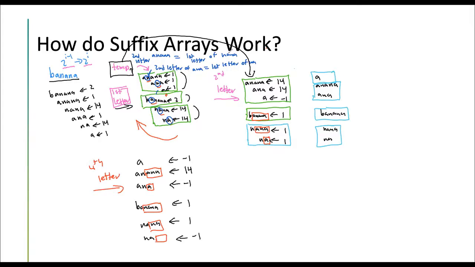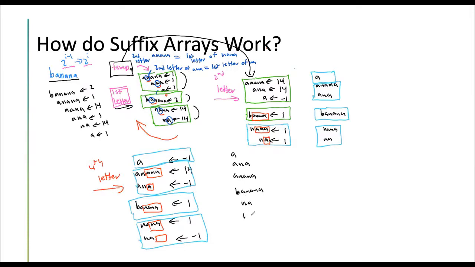At this point, if we group them within their individual blocks, we can see that everything should be sorted. -1 is less than 14, so ana is moved above anana. So now our ordering just becomes this. And similarly, because na had a score of -1 in this case, whereas nana had a score of 1, na is moved above nana.